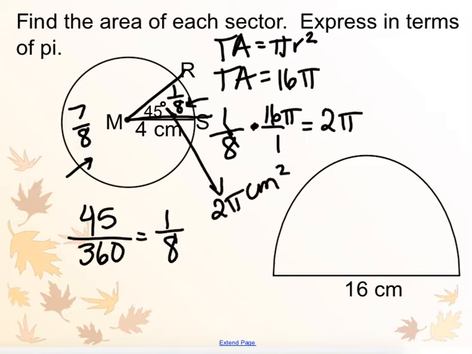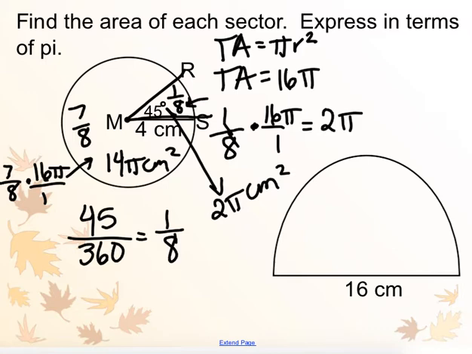And if I want my 7/8, I'm going to do 7/8 of 16 pi, which means that I am going to have 14 pi centimeters squared in that section. I can use that fraction to figure out what portion of the area I have.